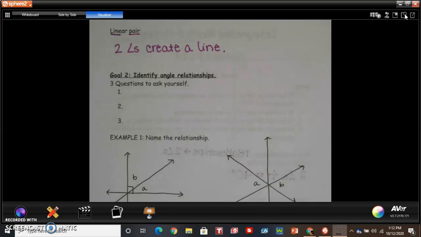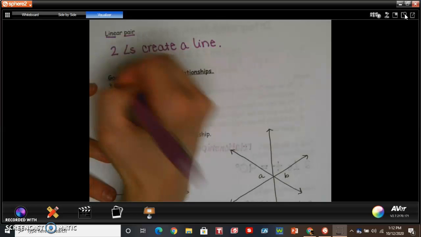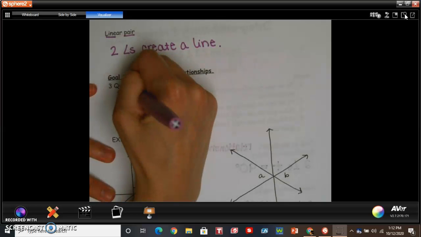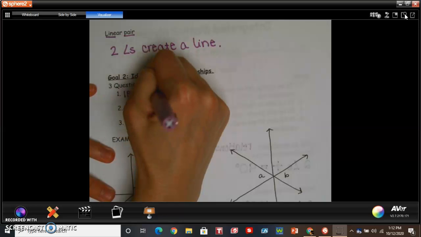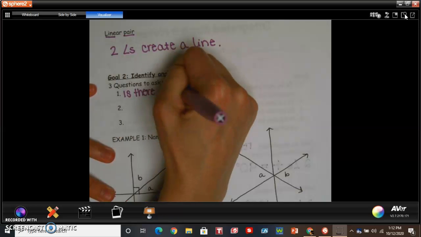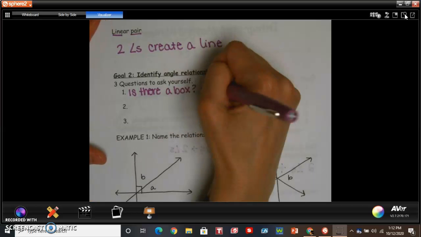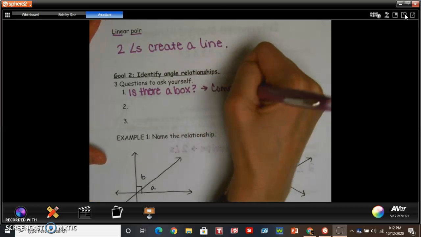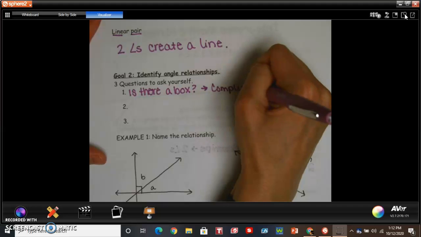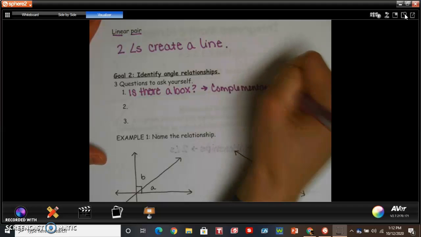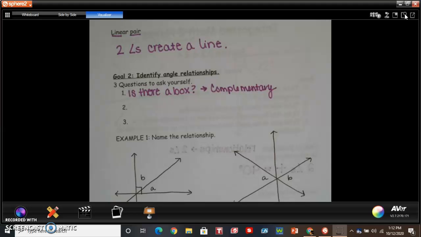All right, identifying angle relationships. There are 3 questions to ask yourself. The first question is, is there a box? If there's a box, they're complementary.